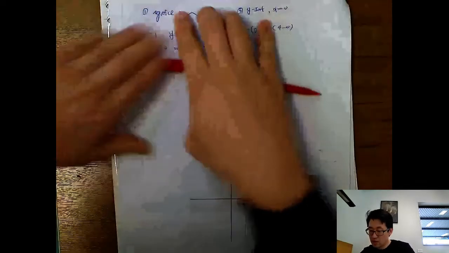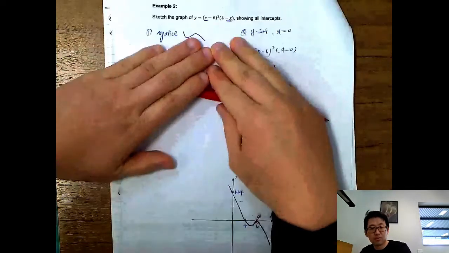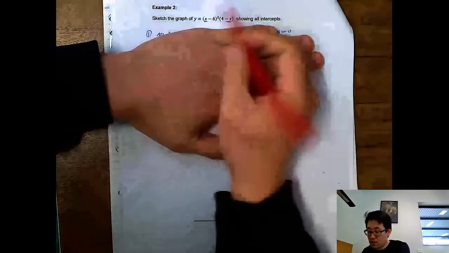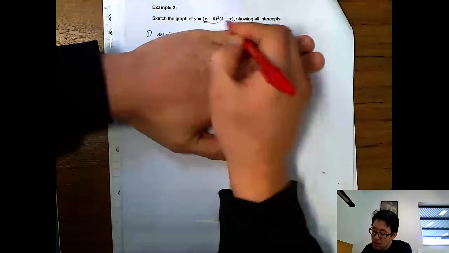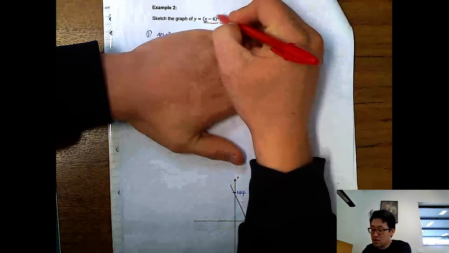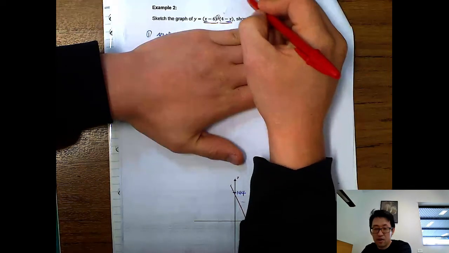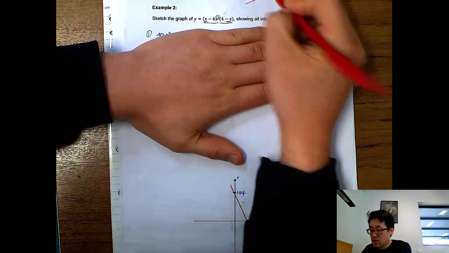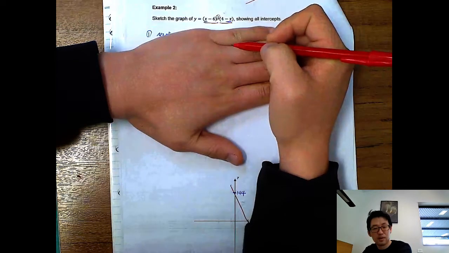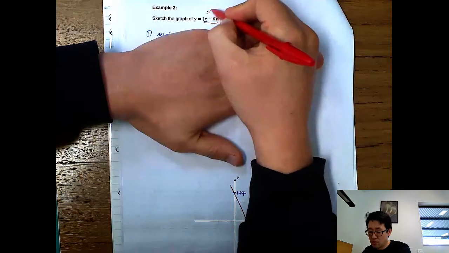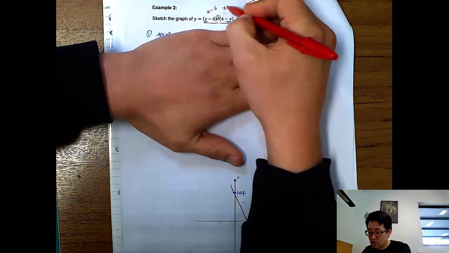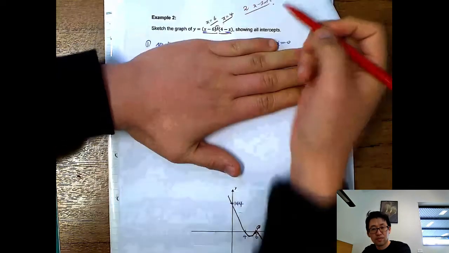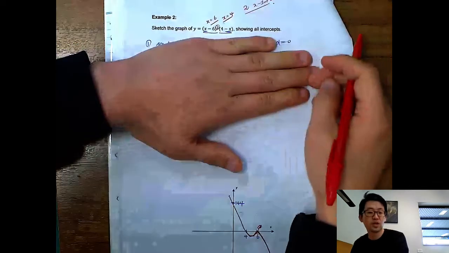Can you do example 2? Example 2, yeah? Can you do that first? Think about it. There are 2 brackets, one is repeated. So 2 x-intercepts. Can you do that? When x equals 6, when x equals 4. You pause it and do it first and come back.